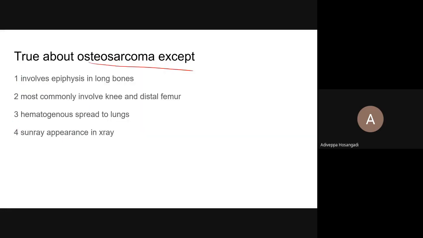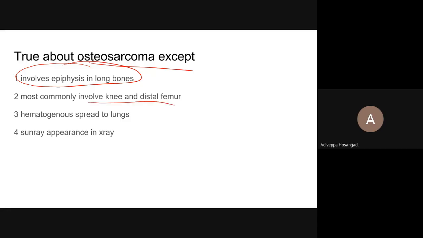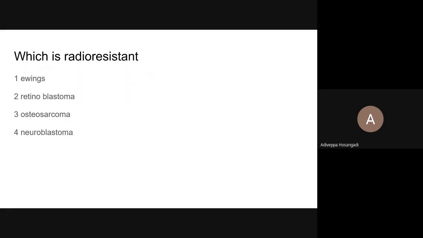True about osteosarcoma, except. Sir, metaphysis is the site for osteosarcoma, sir. Epiphysis is not. Yes, this is not wrong. It is metaphysis, most commonly knee and femur, hematogenous spread, sunburst appearance. Very good, Roshan. Which is radioresistant? I think there is a repeat.